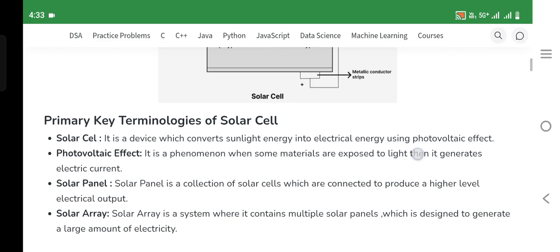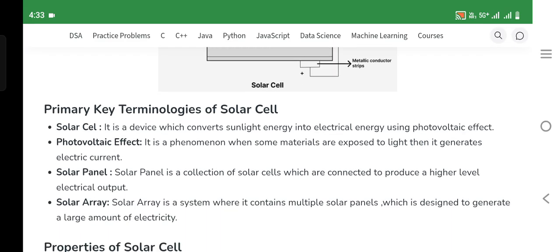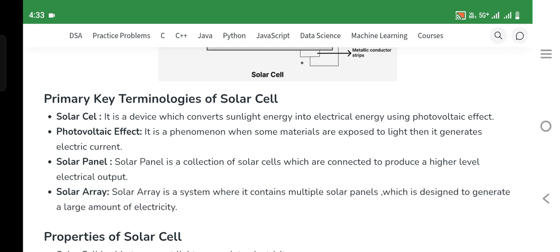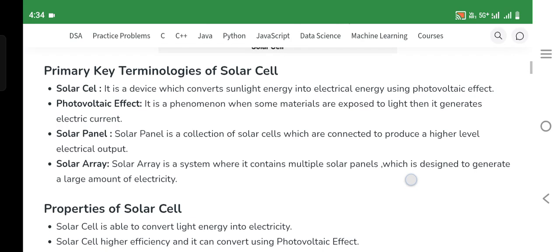Key terminologies in solar cell. A solar cell is one of the primary key technologies. A solar cell is a device which converts light energy in the form of sunlight into electrical energy using the photovoltaic effect. The photovoltaic effect is a phenomenon where some materials, when exposed to light, generate electric current.